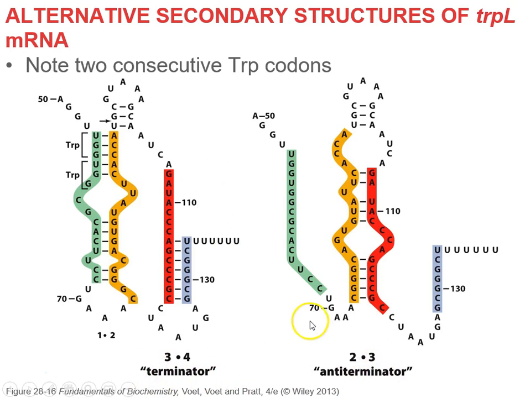But if the Trp concentration is low, here our authors call this an anti-terminator. You get to the point where you want to translate those Trp codons and you can't do it. So you have this sequence that forms instead. That's not a termination sequence. So what happens is you don't stop here. You complete the transcription of the entire messenger RNA transcript.